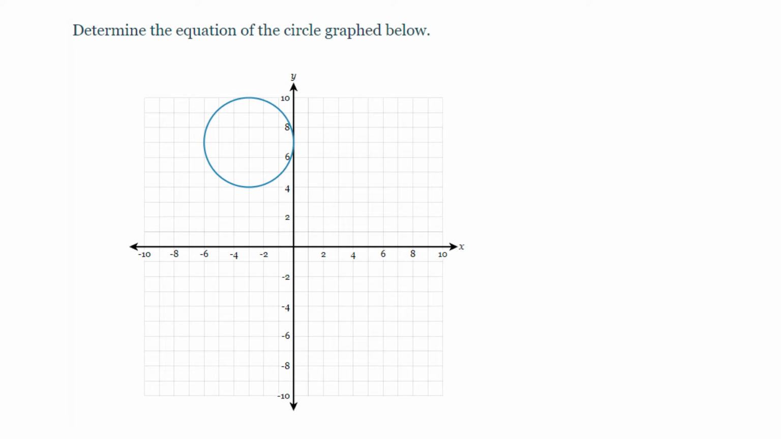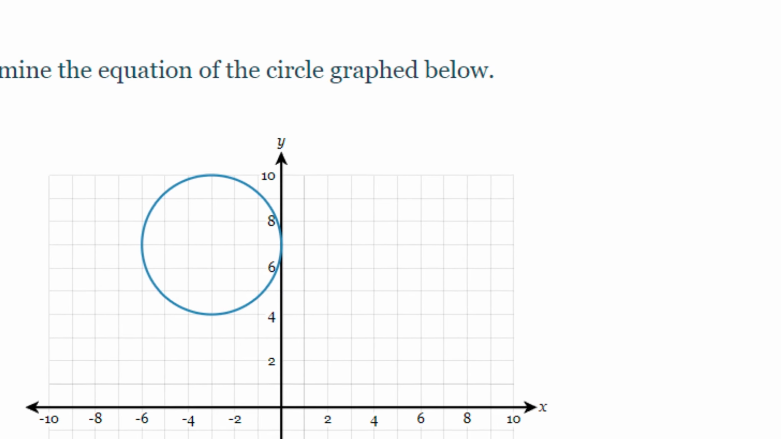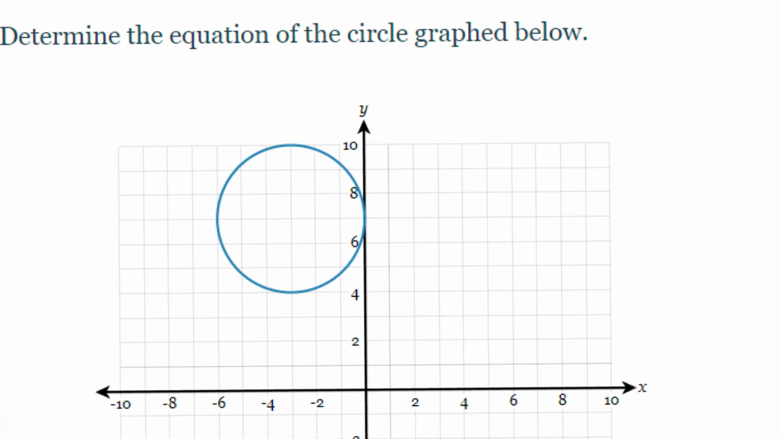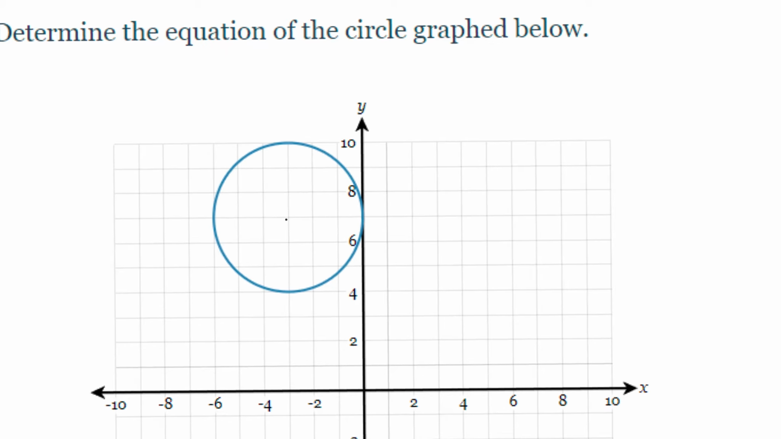All right, so as we look at this circle, we are going to write our equation for this circle. We'll zoom in a little bit. I just wanted you to see the coordinate plane as we go here. So this is what our circle looks like, and the first thing we need to do is to identify what the center of the circle is. So the center of the circle is going to be right here. So this center is at (-3, 7).